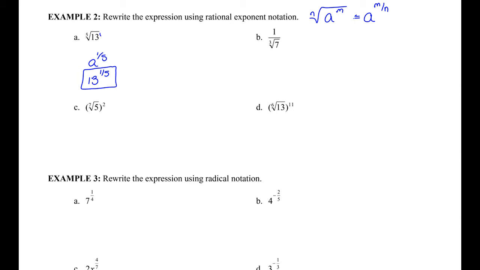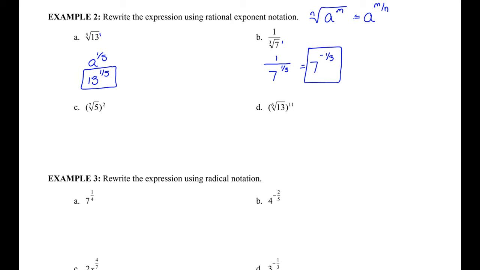For example B, again, my m value is 1. This is 1 over 7 to the power of 1/3. And then because I want to get rid of the fraction, I could say that this is equal to 7 raised to the power of negative 1/3. Please try example C and D on your own.